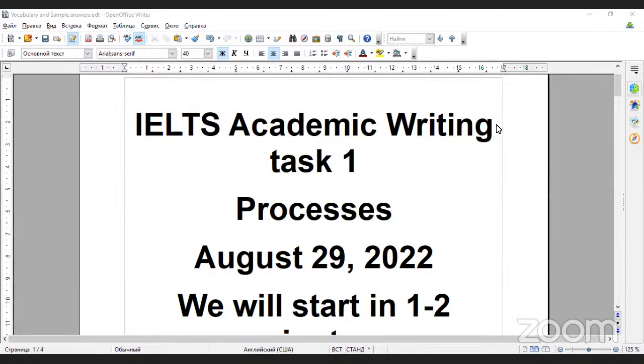So today we're going to talk about academic writing task one, and in particular, we're going to focus our attention on describing processes and diagrams. All right.